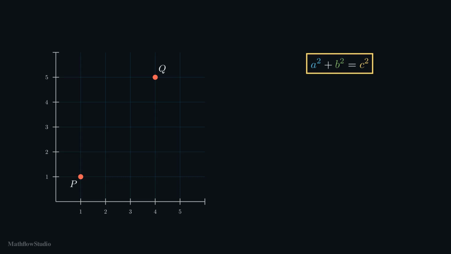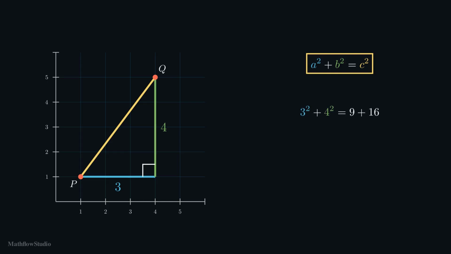Let's check the theorem on a grid with a real triangle. From the first point to the second, we move 3 across and 4 up. The straight line joining the 2 points is the hypotenuse. 3 squared plus 4 squared equals 9 plus 16. That is 25, which is exactly 5 squared.